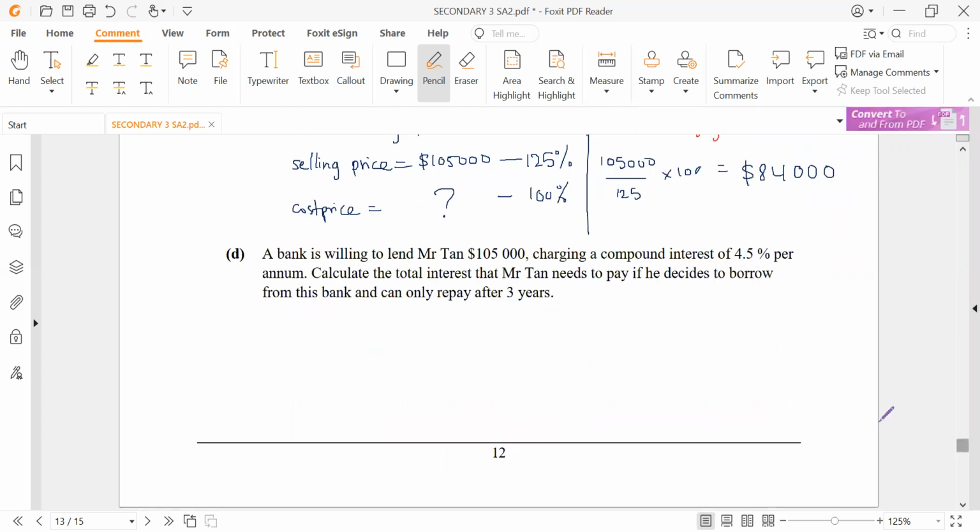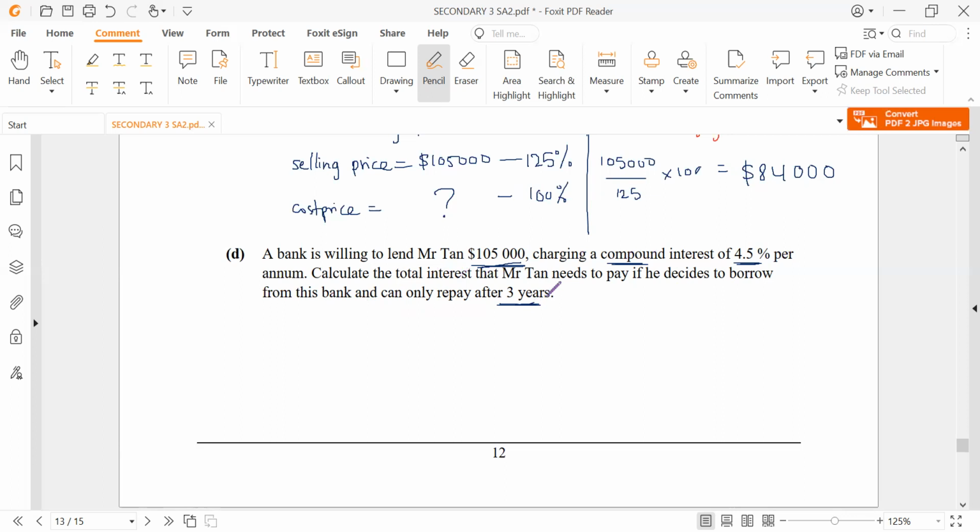All right. Last question. So this last question is about a compound interest question. So let's read it carefully. A bank is willing to lend Mr. Tan $105,000. So just now his friend wanted to lend him. Maybe he decided not to borrow from his friend. Therefore, he's going to borrow from a bank. Okay, so the bank charges compound interest of 4.5% per annum. Calculate the total interest that Mr. Tan needs to pay if he decides to borrow from his bank and can only pay after 3 years.